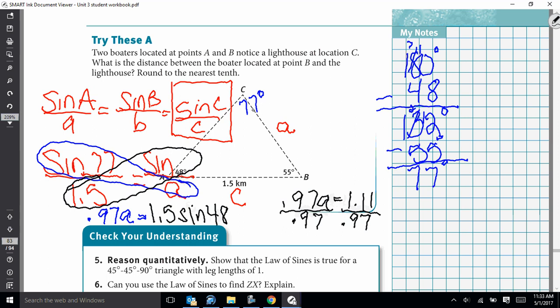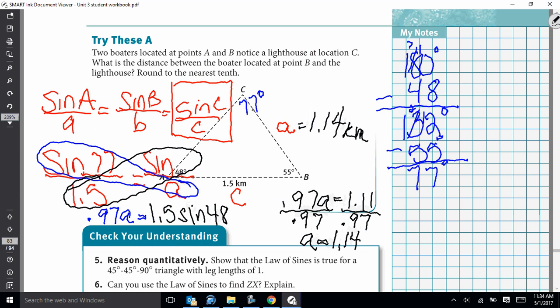And so now, is our answer going to be smaller or bigger than 1.11? We're dividing by something less than 1, so we're going to get bigger. So A equals 1.14. So boat B is 1.14 kilometers from the lighthouse.